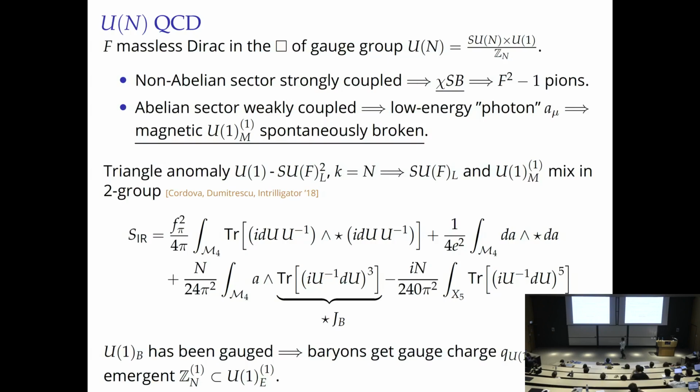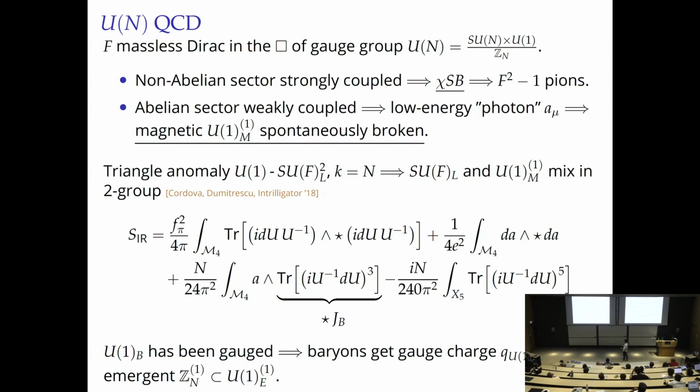But here, this term has a very simple interpretation. Indeed, if you look at it for a couple of seconds, we recognize that this is nothing but the baryon current. And this is the standard coupling of a U(1) gauge field to the baryon current. And indeed, in this model, to get U(N) QCD, we started from SU(N) QCD and we gauged the baryon number. So it's kind of natural that at low energy, this coupling should appear.